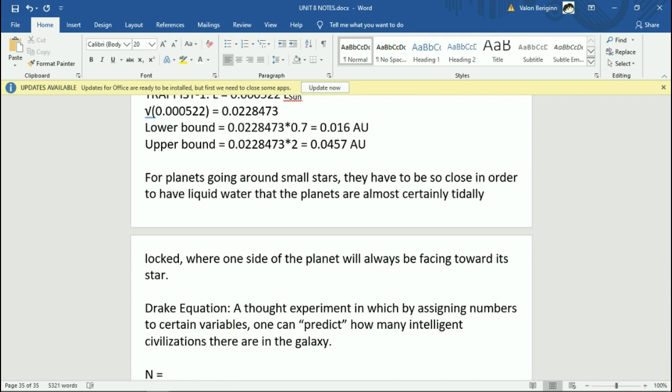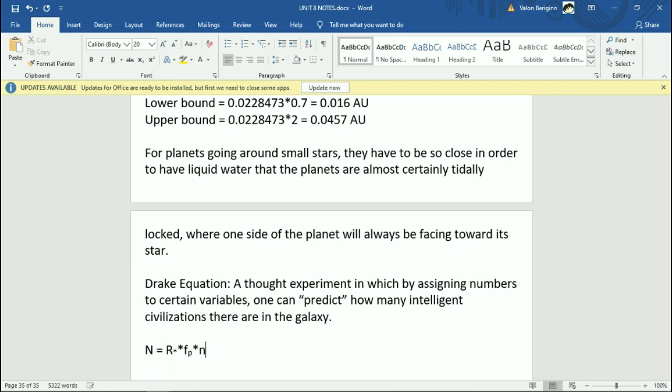So N equals R star times fp times ne times fl times fi times fc times L. Okay, that was the equation. The idea was, if you have a number associated with all of these terms, you can approximate how many civilizations are in the galaxy.